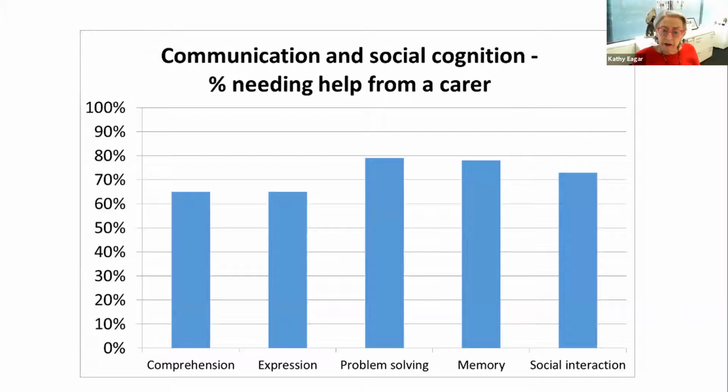This is what communication and social cognition looks like among this cohort as well. We're talking about 2/3 of people needing assistance to understand and express their needs, and 80% or so needing help with social interaction, with problem solving and with memory. And this is in a sector where all the talk is about consumer-directed care. So we've had this set of rhetoric about voucher-style individualised funding, consumer-directed care, and then you look at the cohort we're talking about, and it is a very dependent cohort.